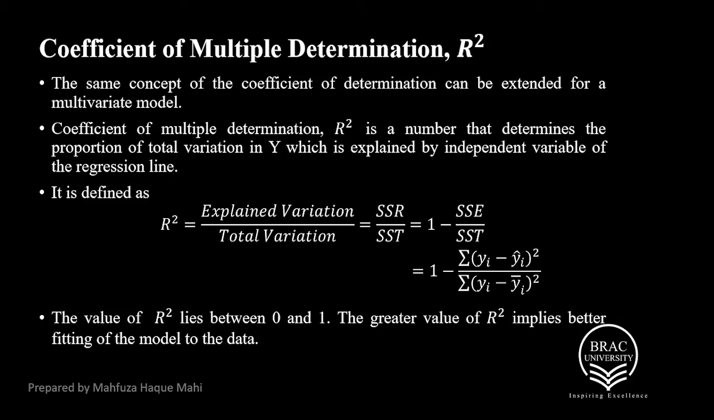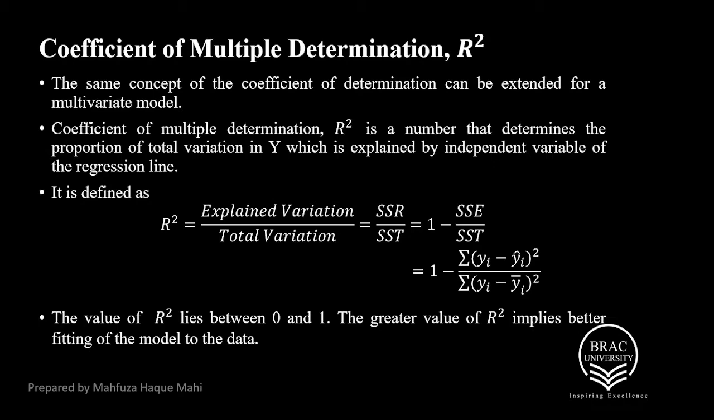Hello learners, in this section we are going to learn about the index of goodness of fit for multiple linear regression. The index of goodness of fit for multiple linear regression is the coefficient of multiple determination. The same concept of the coefficient of determination can be extended for a multivariate model. Coefficient of multiple determination is denoted by capital R square.